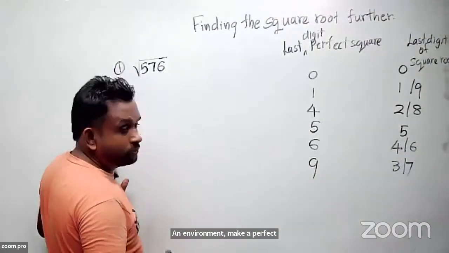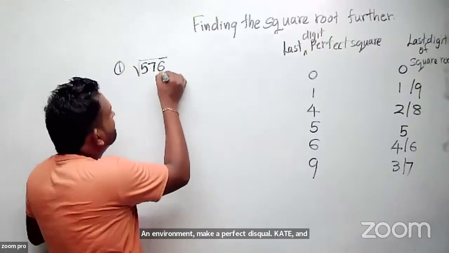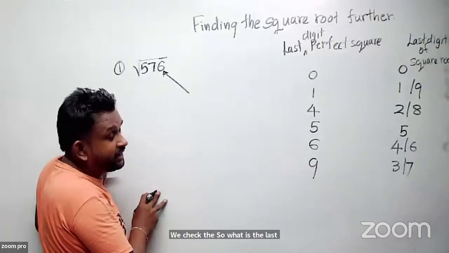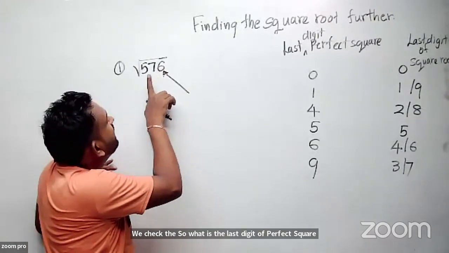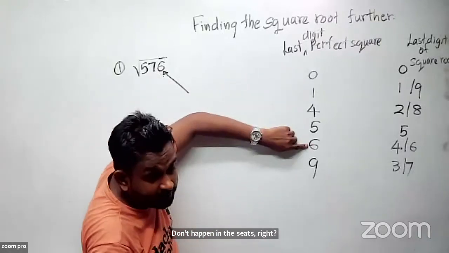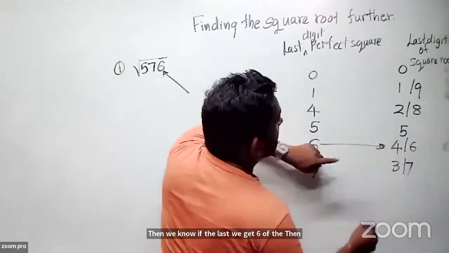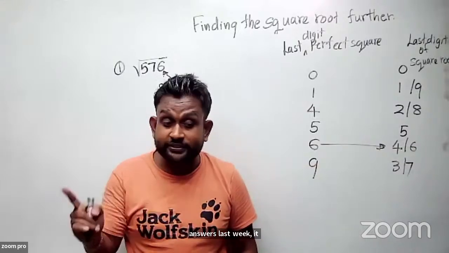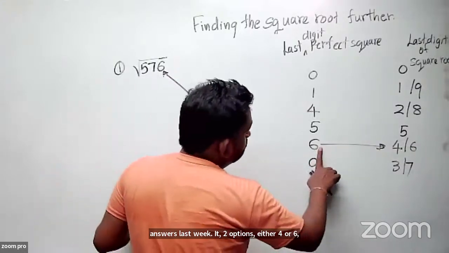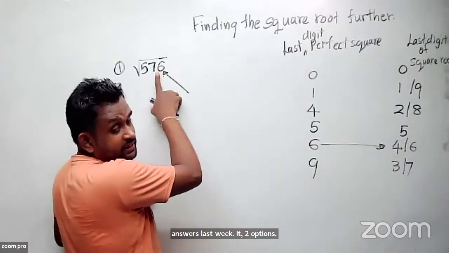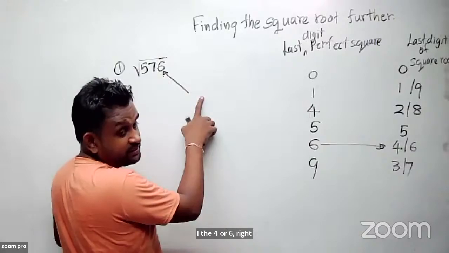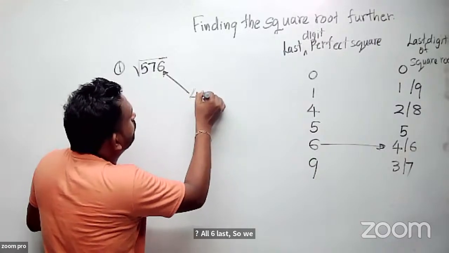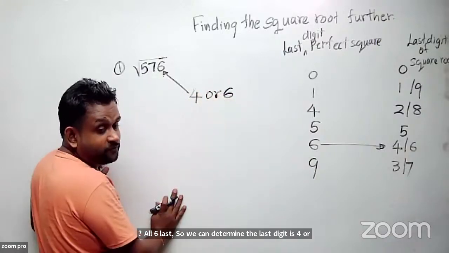Right. Now here we check the last digit. So what is the last digit of the perfect square? It is 6. Right. Then we know if the last digit of the perfect square is 6, then the last digit of the square root answer has two options, either 4 or 6, right? According to this table, if the last digit is 6, the answer's last digit is 4 or 6. So we can determine the last digit is 4 or 6, right? We write as a side note: 4 or 6.